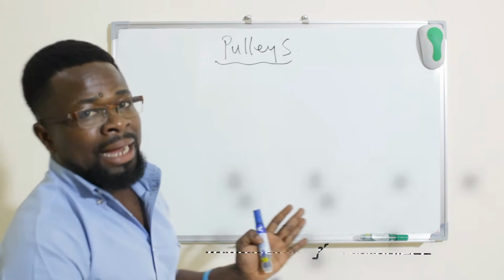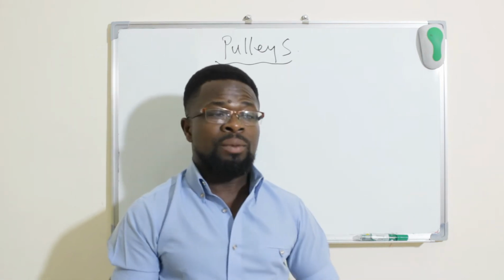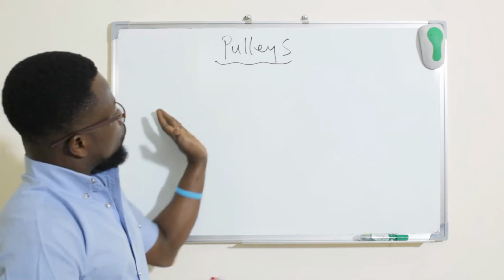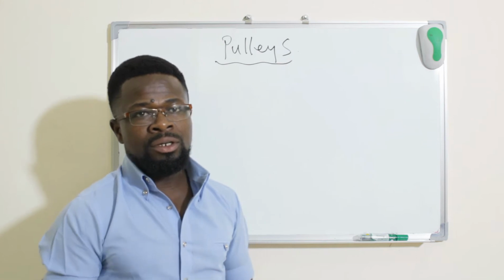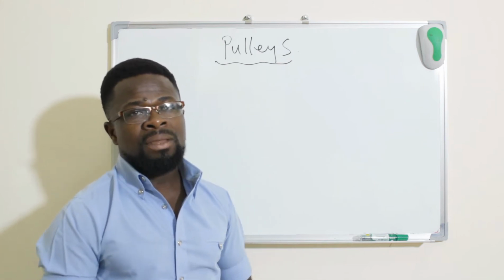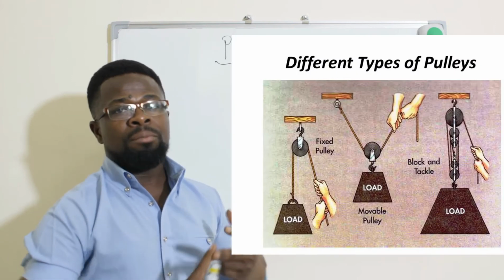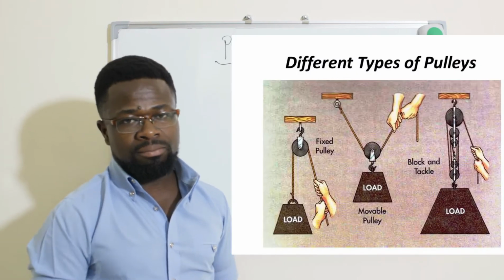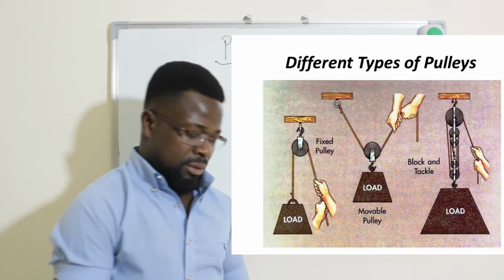There are different types of wheels that we can talk about, and these will be determined according to the type of pulleys that we have. The types of pulleys are a fixed pulley, a movable pulley, and the block and tackle system. These are the three types of pulleys that we have.